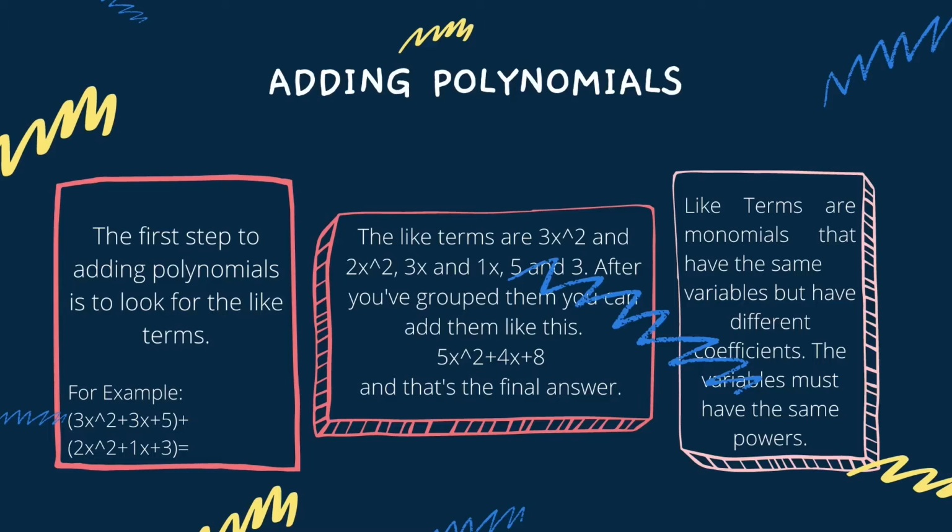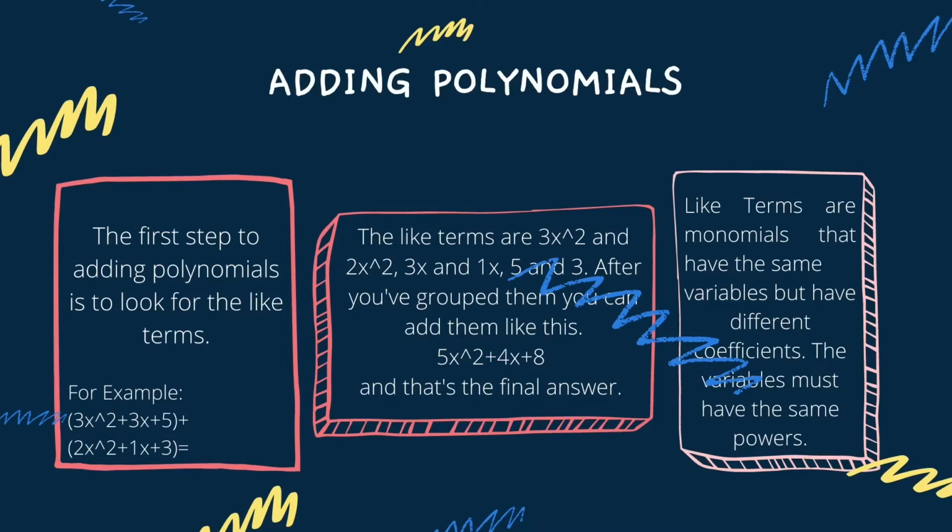For example, 3x squared plus 3x plus 5 plus 2x squared plus 1 plus 3. The like terms are 3x squared and 2x squared, 3x and 1x, 5 and 3. After you've grouped them, you can add them like this: 5x squared plus 4x plus 8, and that's the final answer. Like terms are monomials that have the same variables but have different coefficients.